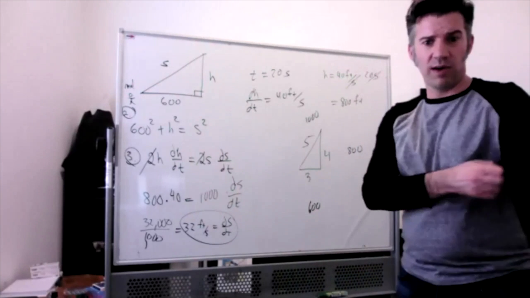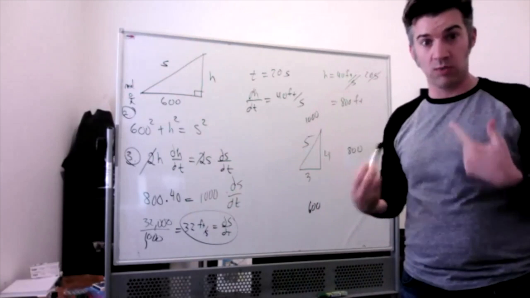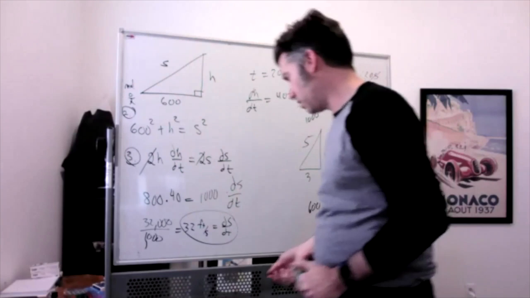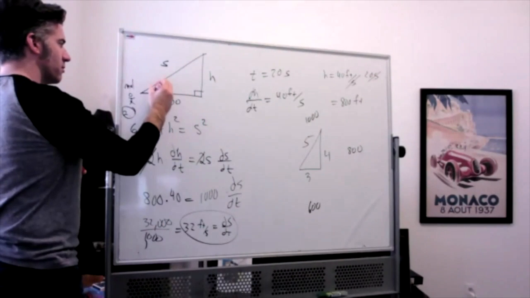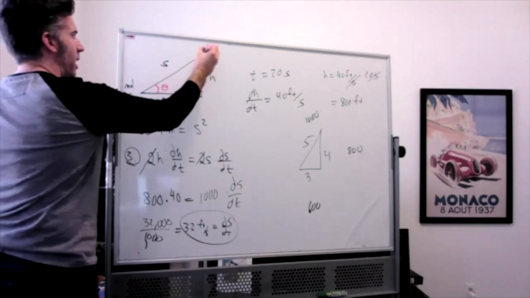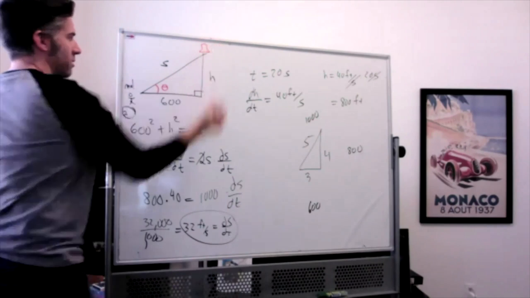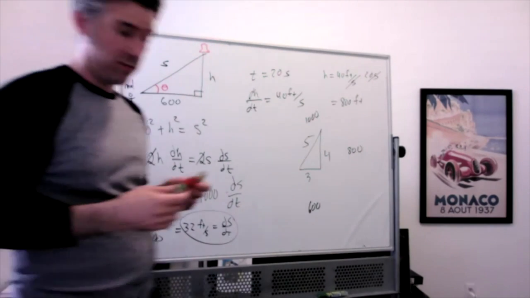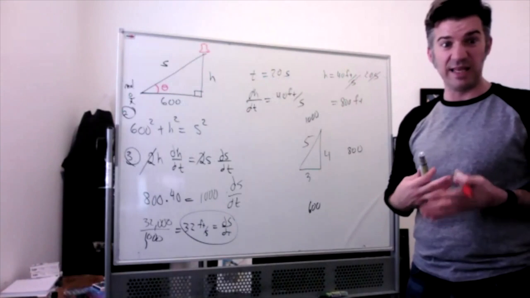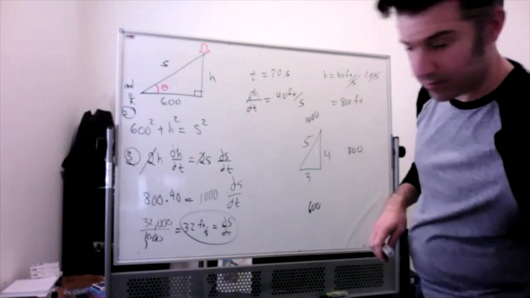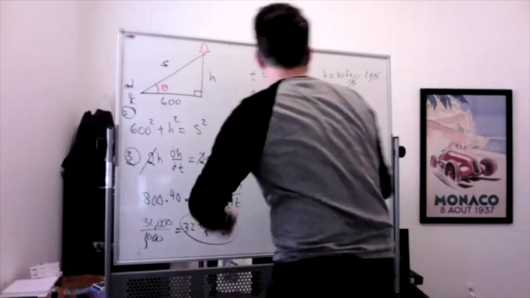I should also go ahead and say something that people often ask in conjunction with this question is the follow-up question: how fast is the angle of elevation to the rocket changing at the same moment? So the question people often ask is, what is d theta dt? And I guess I can erase this.